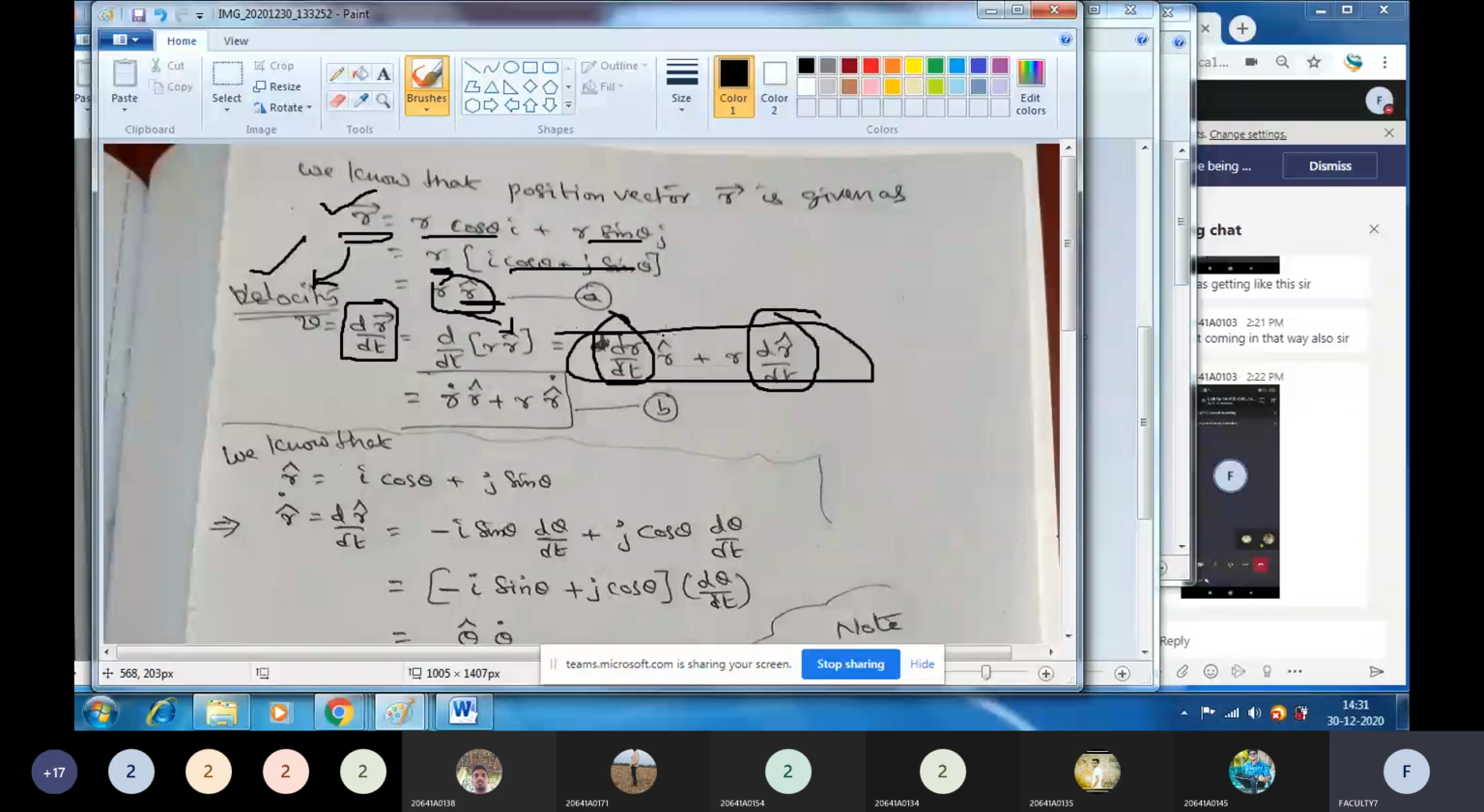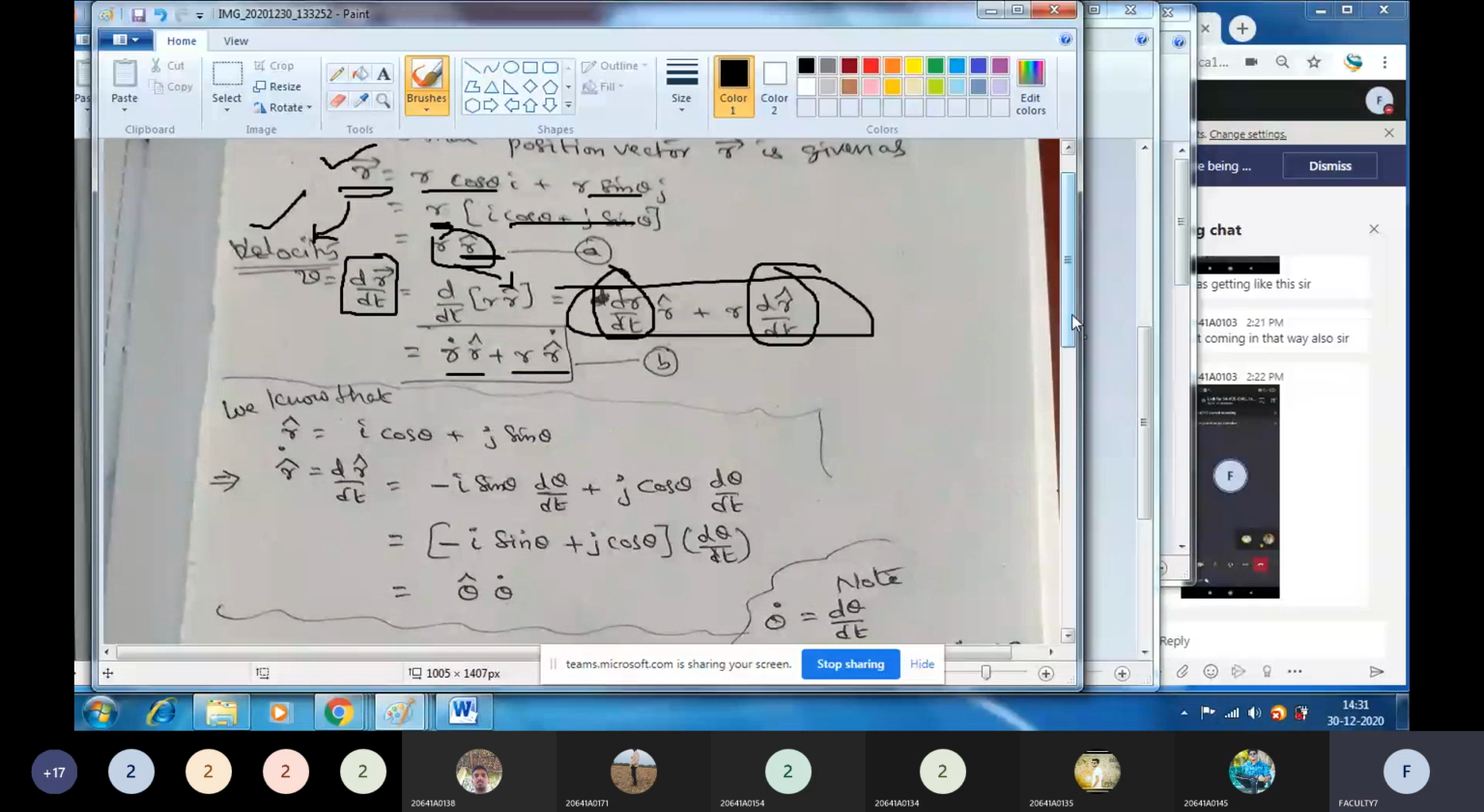So now what is the representation? It is r dot r cap plus r r cap dot. You need to identify the dots. A single dot means first derivative. Two dots means second derivative. If you get three dots, it will be the third derivative.